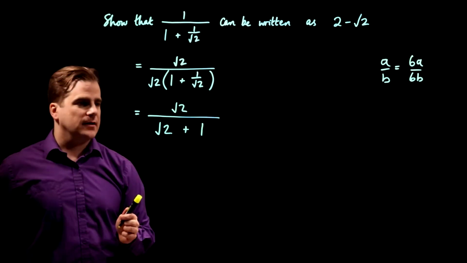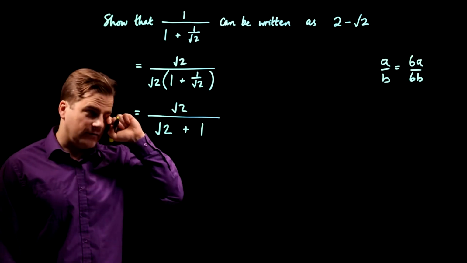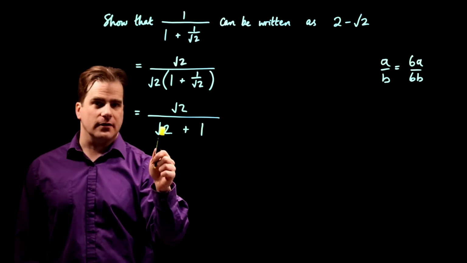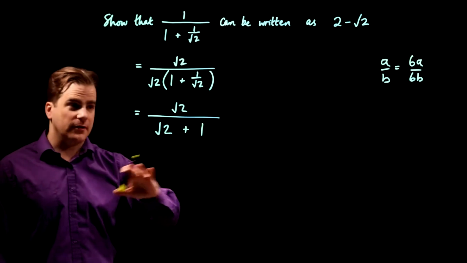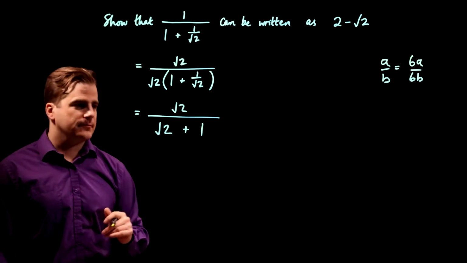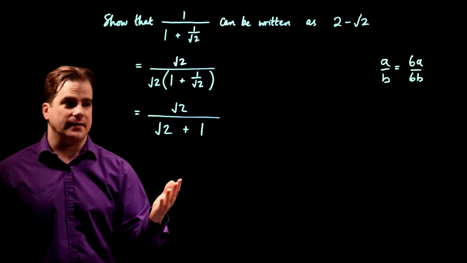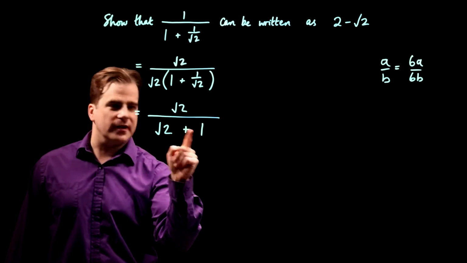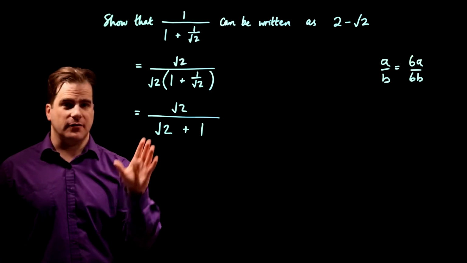We don't have any fractions inside fractions. Now what we have to do next is somehow get this surd, this root 2 on the bottom, get rid of that. We want just numbers on the bottom. Ideally, we want nothing on the bottom. We want everything on the top. So how do we do that? Well, if it was just a surd on the bottom, it would be easy. We'd multiply top and bottom by that surd. But it's not. We've got this extra number.